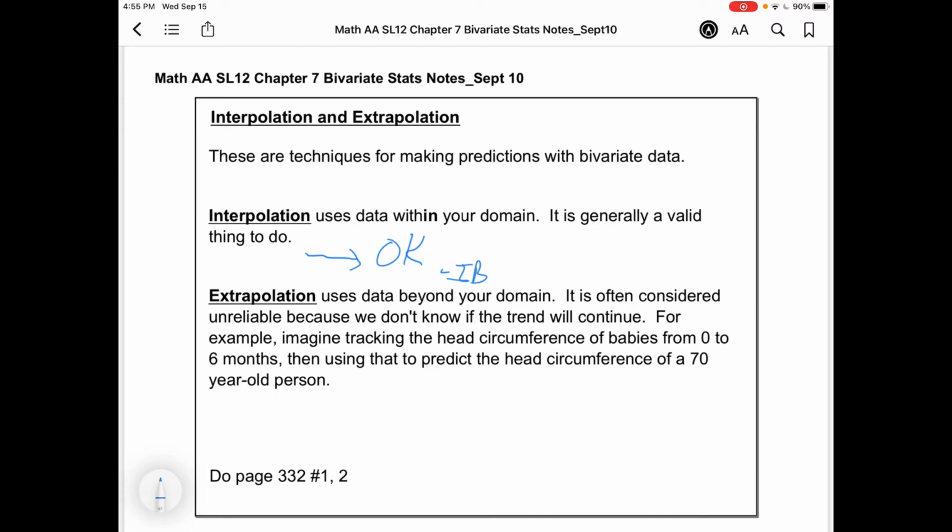So when babies are born, their head circumferences are tracked to see if they're on a reasonable growth path. But if you took that head tracking information from, say, 0 to 6 months, and then used it to predict the head circumference of a 70-year-old person, that would probably be weird. It would not continue to grow at the same rate throughout a person's whole life. On page 332, there's a couple of examples. Let's just look at number 2 together real quick.